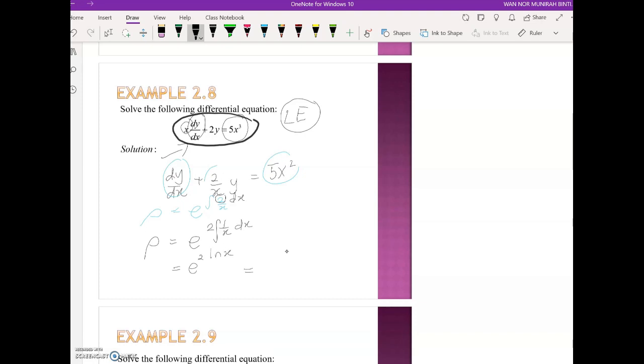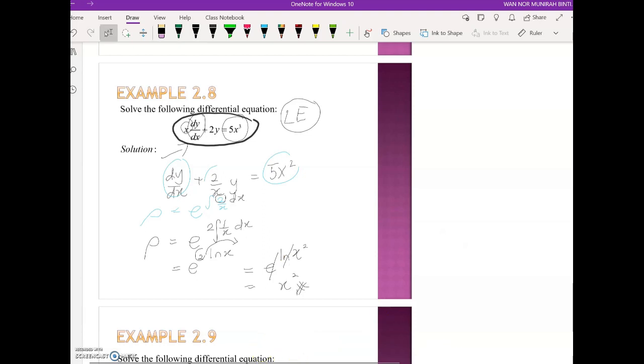During our secondary school, we already learned the indices. So we have e to the exponent of 2 natural log x, where the 2 can be brought to the power of x, so that you have e to the natural log of x squared. Based on our knowledge, the exponent and natural log cancel out so that you have x squared. Okay, so this is our integrating factor.